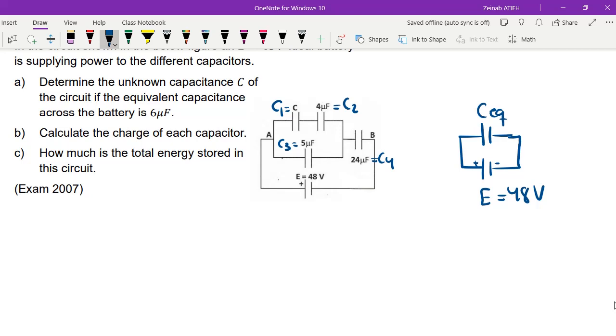C1, 2, 3 is in series with C4. They are obvious, so I will do them. C1, 2, 3 is in series and will come out with C4. Okay, so this will give me C equivalent.